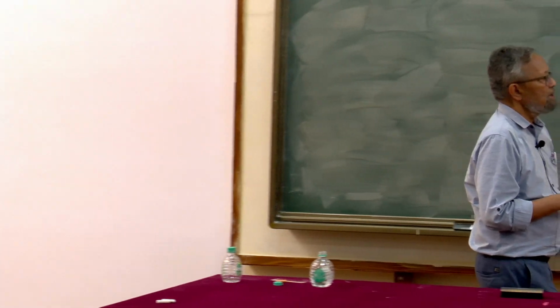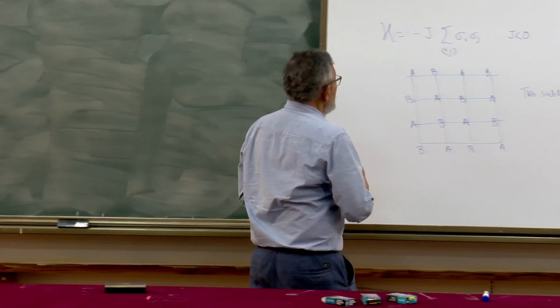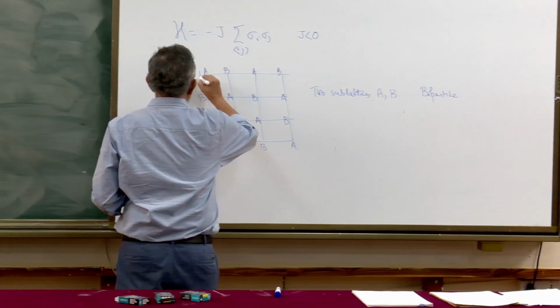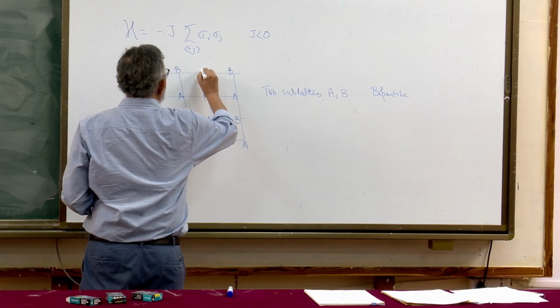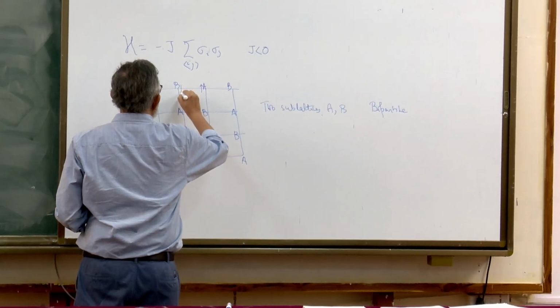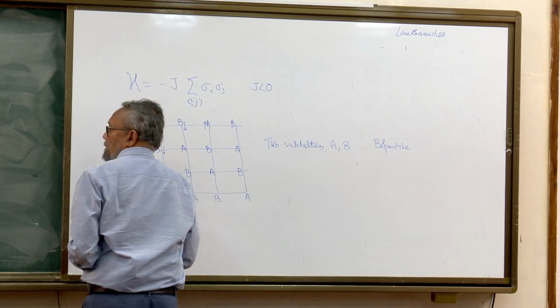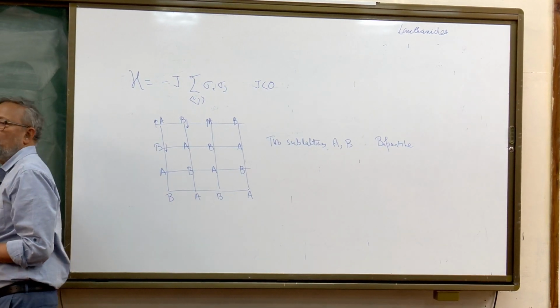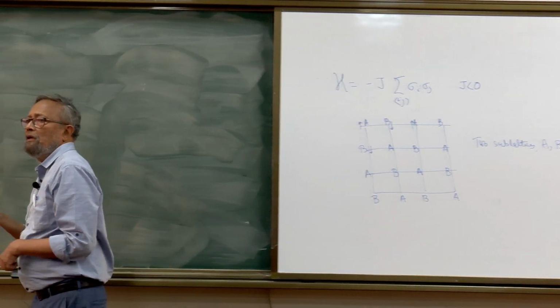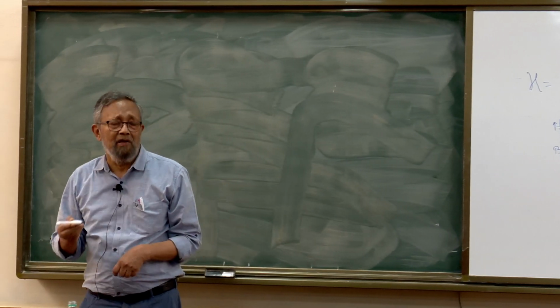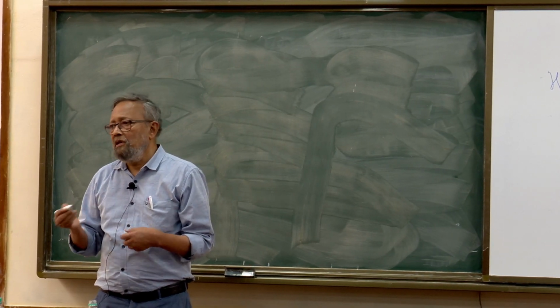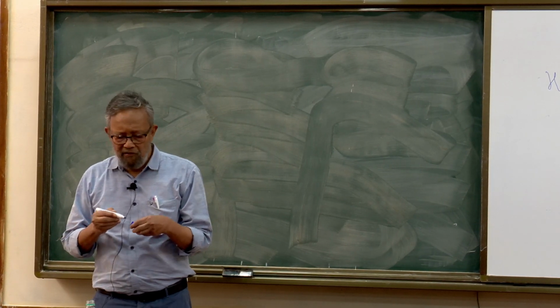So the ordered state of the system is where you have, in the A sublattice, spins up, and in the B sublattice, spins down. There is an equivalent ordered state where in the A sublattice the spins are down and in the B sublattice the spins are up. These are related to each other again by this spin reversal symmetry.